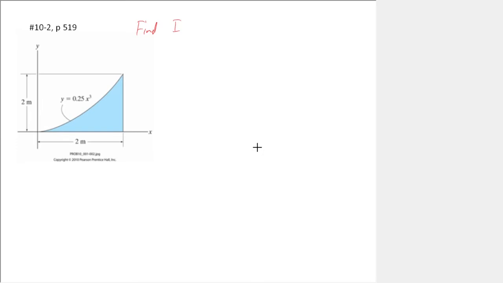The moment of inertia about the y-axis is called Iy. The equation that we have for that is Iy equals the integral of x squared dA. And we're going to do the same thing we've done before. We're going to find a differential element and draw it. I'm going to choose vertical.